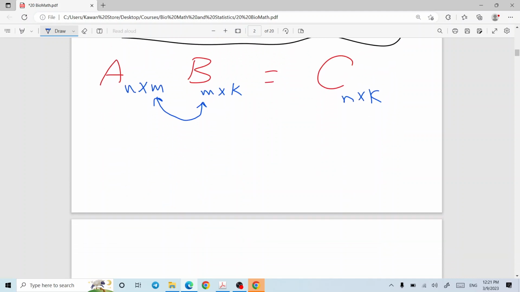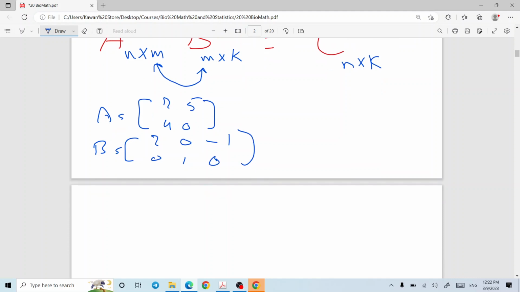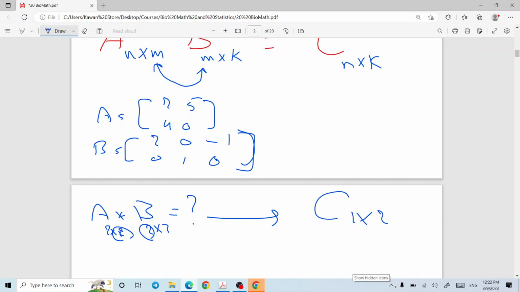Let me give you an example. If A is equal to 2, 4, 5, 0. If I want to multiply by B, which is equal to 2, 1, 0, minus 1, 0. So tell me, can I multiply A by B? That's the question. Can I do it? I don't know. Let me check it actually. The first one is 2 by 2. How about the second one? 2 by 3. So because 2 equals 2, of course, I can do it. And the result will be what? 2 by 3, you are right.